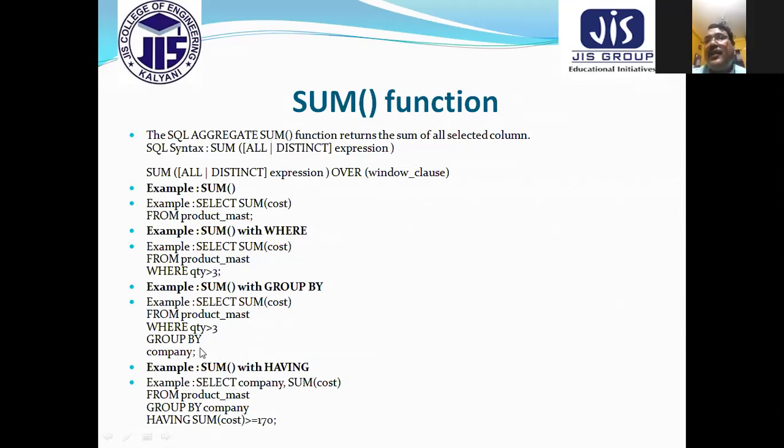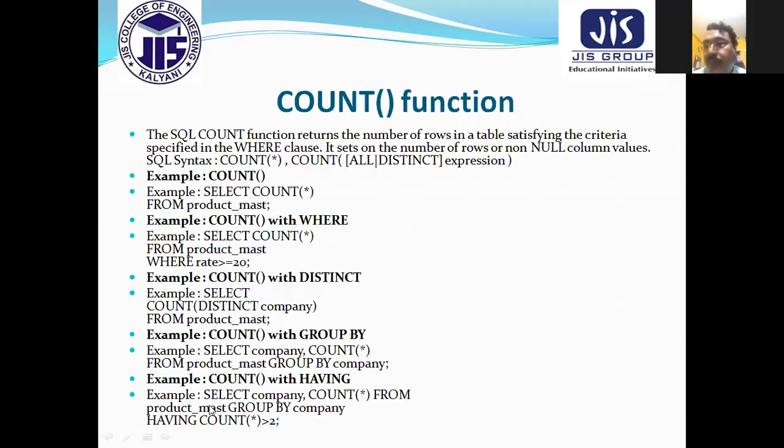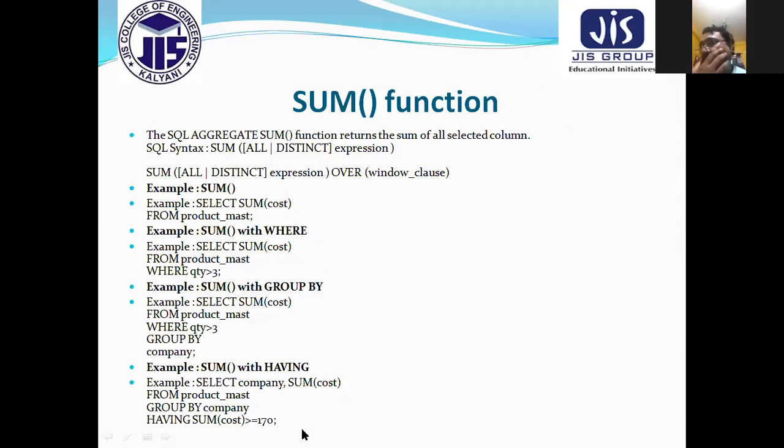Similarly, HAVING is also there. SELECT company, SUM(cost) FROM product master means I want to select the company and total cost of the products from the product master table. Here you can give the summation of cost according to company name. But here we have to select only those companies where the total cost is greater than 170. Same as we did previously, where we used HAVING COUNT greater than 2, we are doing the same. So summation can also be performed in this way.